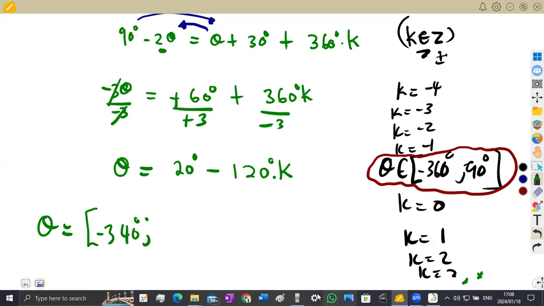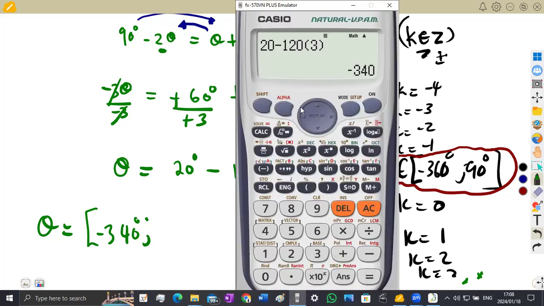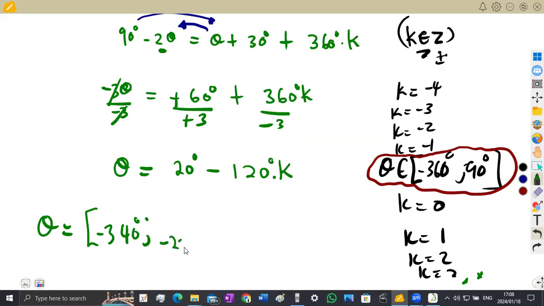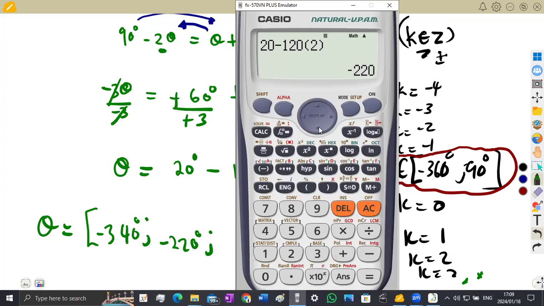Let's move on. Another integer after this, we are at 3. Let's move on to 2. If k is equal to 2, we get minus 220. Minus 220 is still part of the solution. Minus 220 degrees. Let's move on. If our k this time is 1, in place of 2, you're going to put a 1. All right, what do we get?